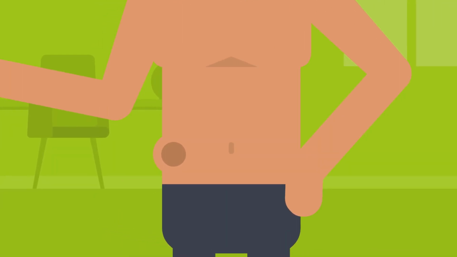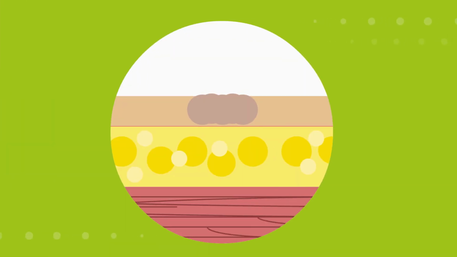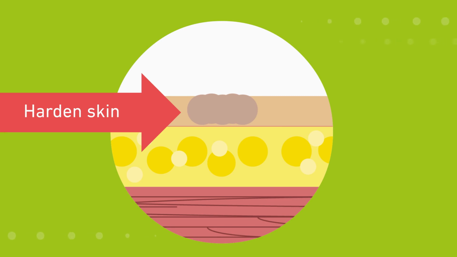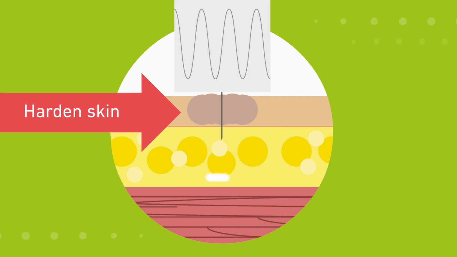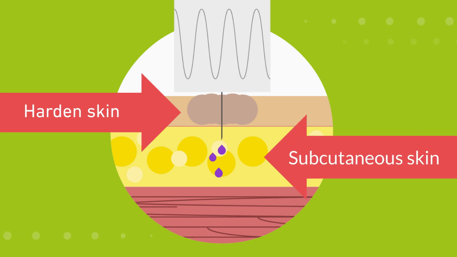Lipos is short for lipohypertrophy, which means a thickened and possibly hardened area of fatty tissue that develops in the layer of skin where injections of insulin or GLP-1 are given. This is called subcutaneous skin.